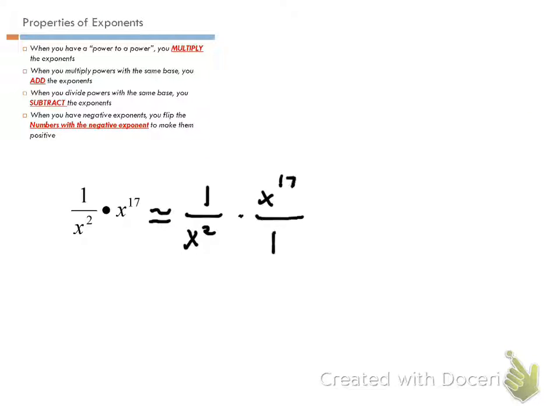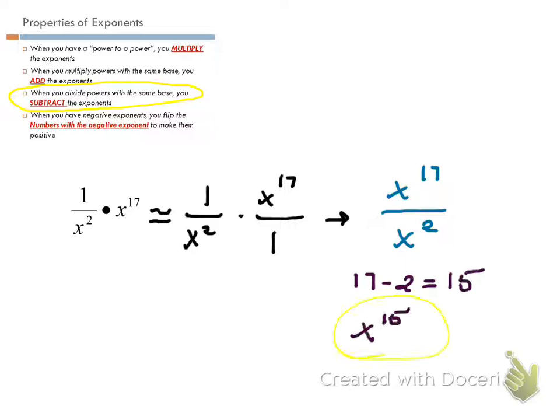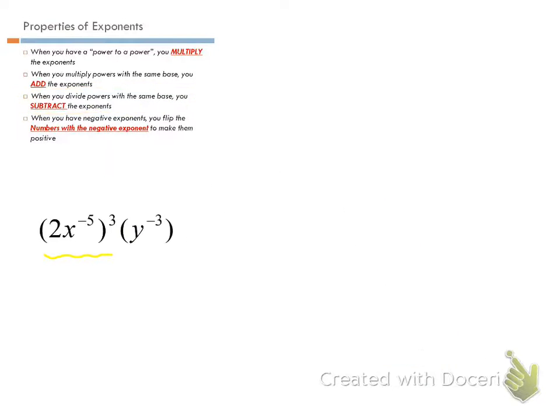So first, let's look at 1 over x squared times x to the 17th power. That's equivalent to saying 1 over x squared times x to the 17th over 1. So you can combine and have x to the 17th over x squared. And then, since it's the same base, you subtract the powers, and you have 17 minus 2 equals 15, so x to the 15th should be your answer.